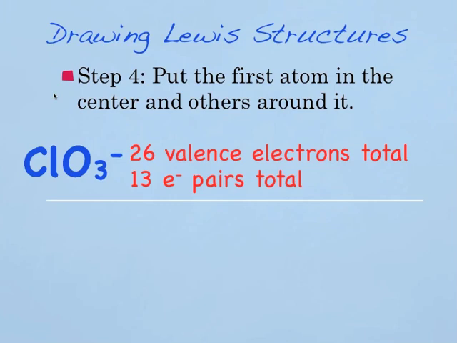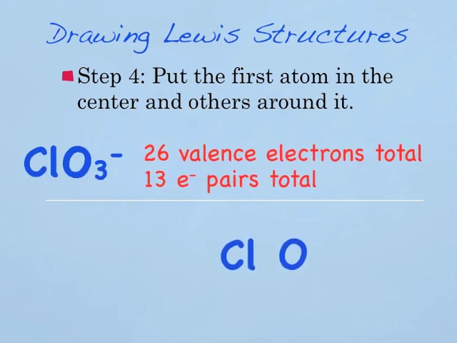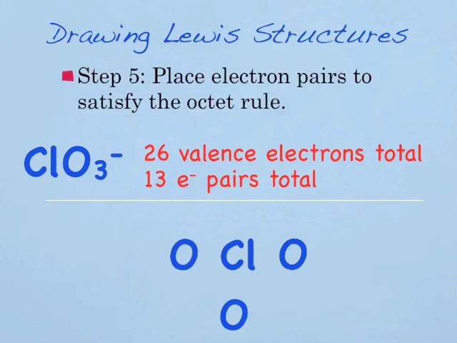So the very first step is to put the first atom in the center and others around it. So we're going to have our Cl and O, O, and O around. What we'd like to do as well in here is now figure out how we're going to place these electron pairs to satisfy the octet rule. I like to start with the most electronegative element because that's the one that's going to want the electrons the most. So that will, in this case, be chlorine.